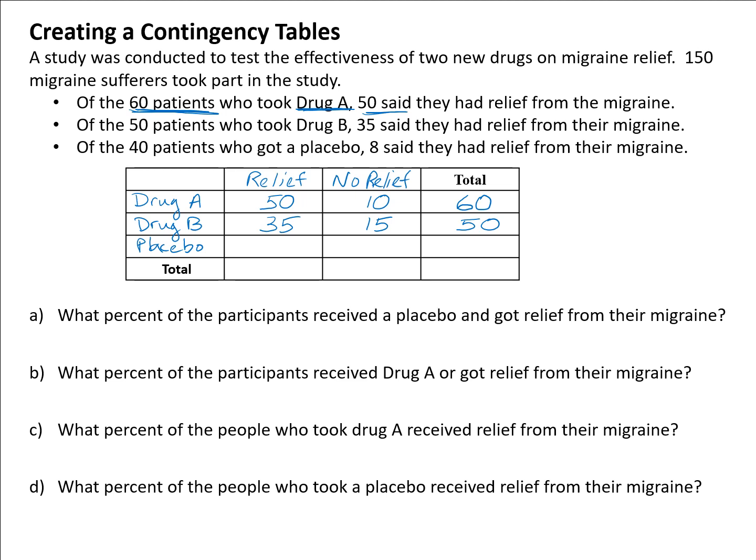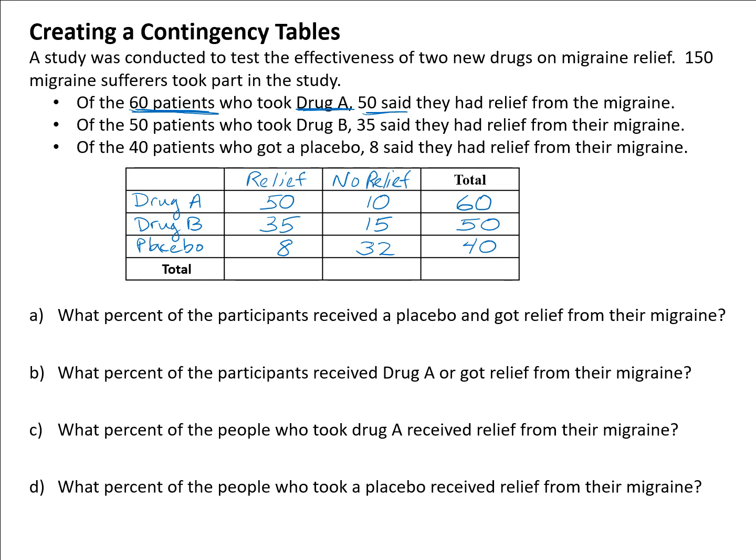Placebo patients. 40 patients got a placebo. That would be the subtotal. 8 said they had relief from their migraine, so I'll put 8 people had relief. If 40 people total took placebo, and 8 people had relief, that means 32 people had no relief.